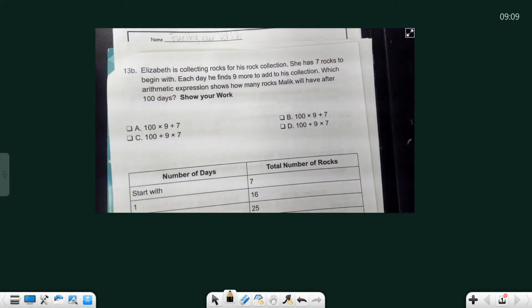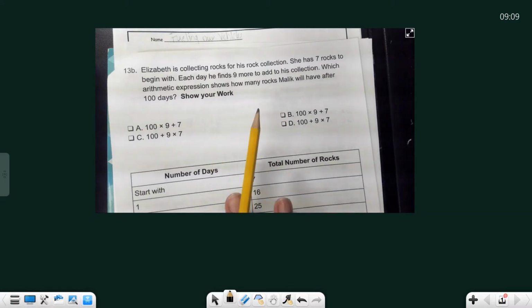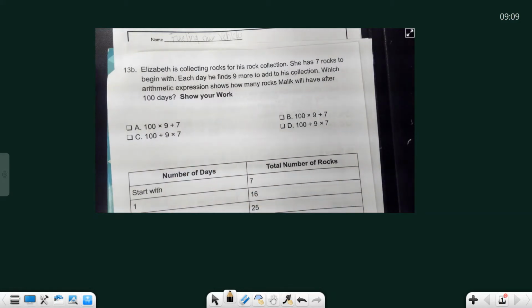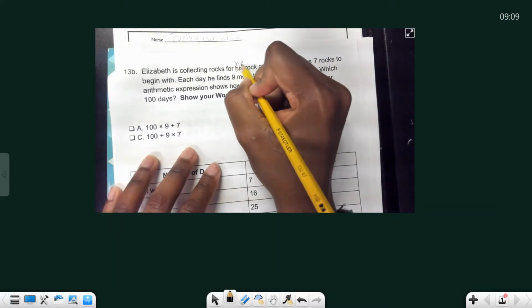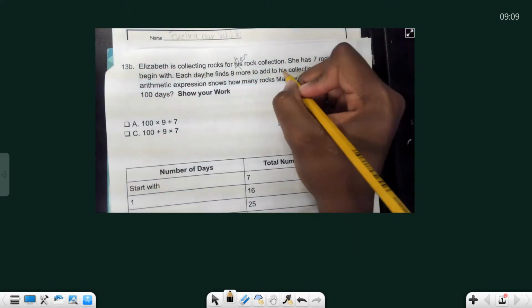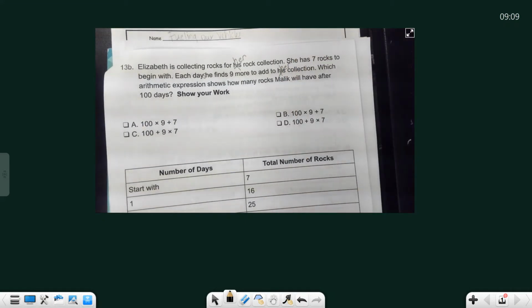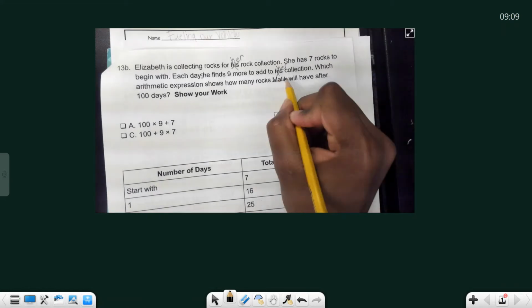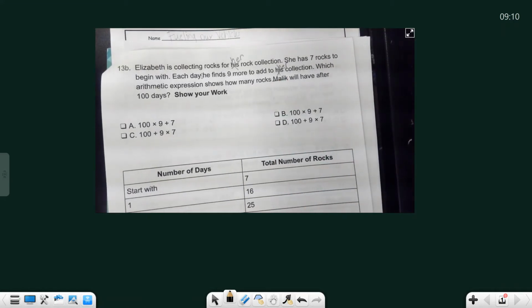It says, all right, Elizabeth is collecting rocks for his rock collection. I think that should be she, for her. She has 7 rocks to begin with. Each day she finds 9 more to add to her collection. Which expression shows how many rocks Elizabeth, not Malik, will have after 100 days?